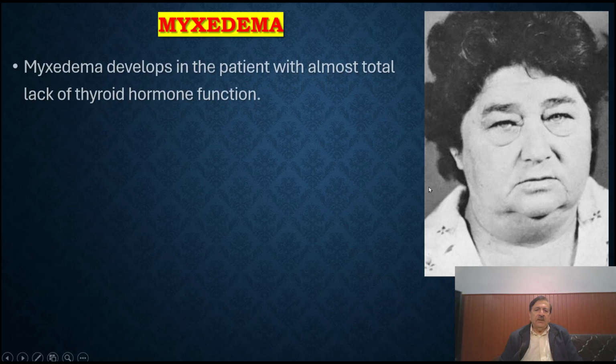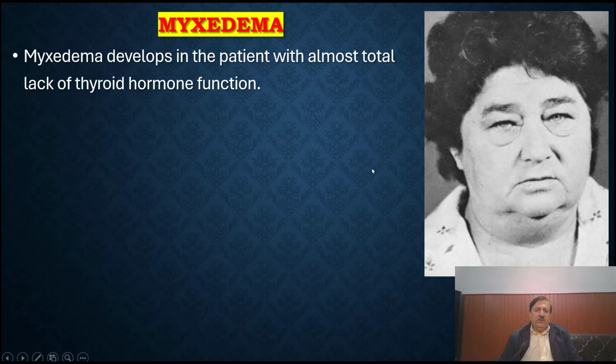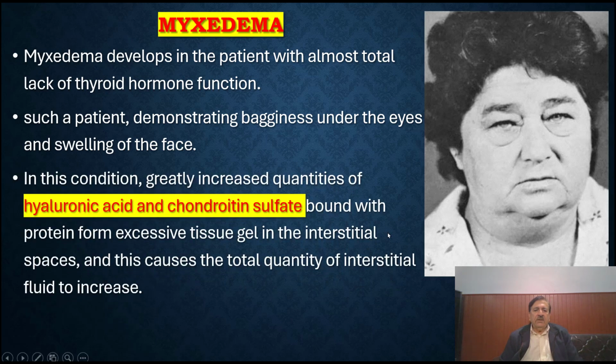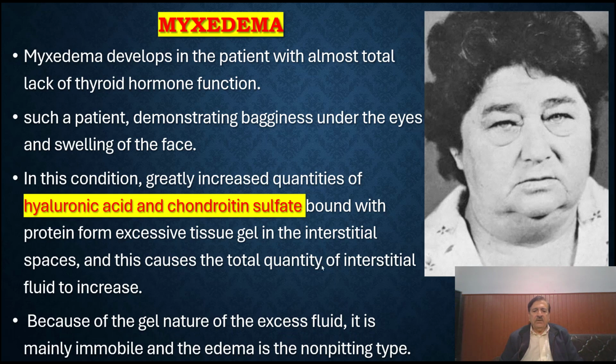So myxedema develops in patients with almost total lack of thyroid hormone function. Such a patient demonstrates baggy under the eye and swelling of the face. In this condition, greatly increased quantity of hyaluronic acid and chondroitin sulfate bound with protein form excessive tissue gel in the interstitial space, and this causes the total quantity of interstitial fluid to increase. Because of the gel nature of the excessive fluid, it is mainly immobile and the edema is the non-pitting type.